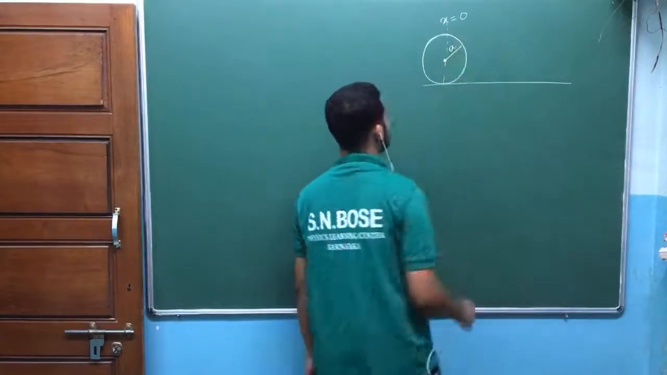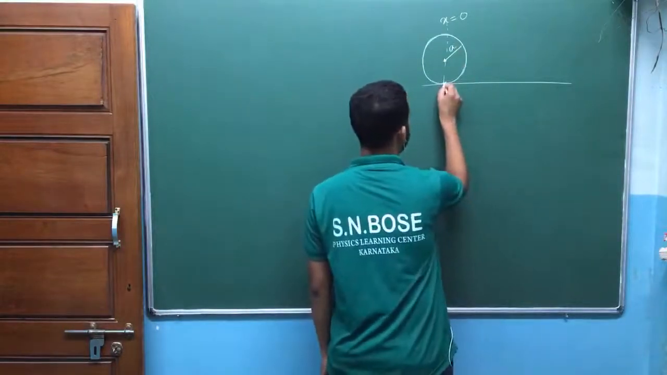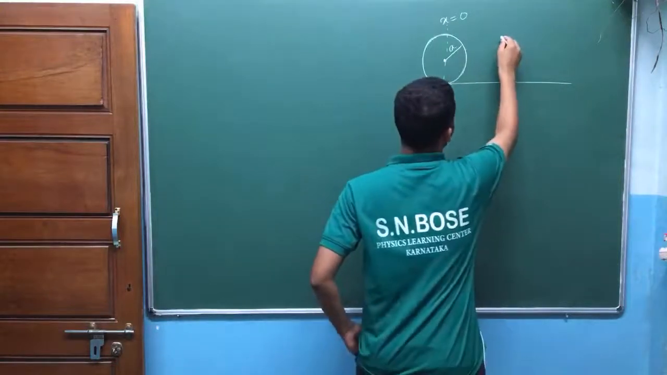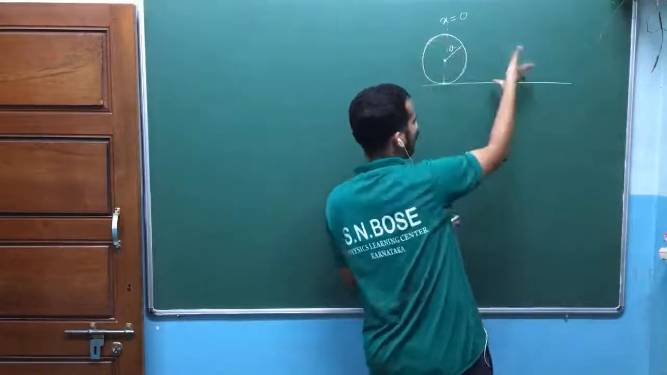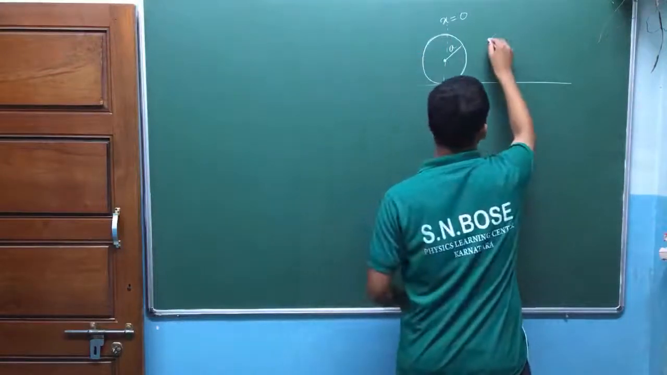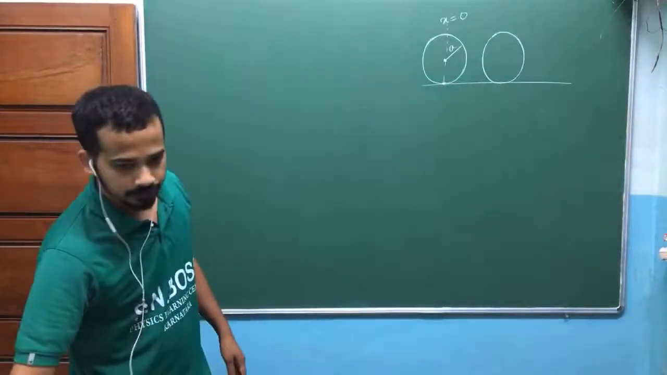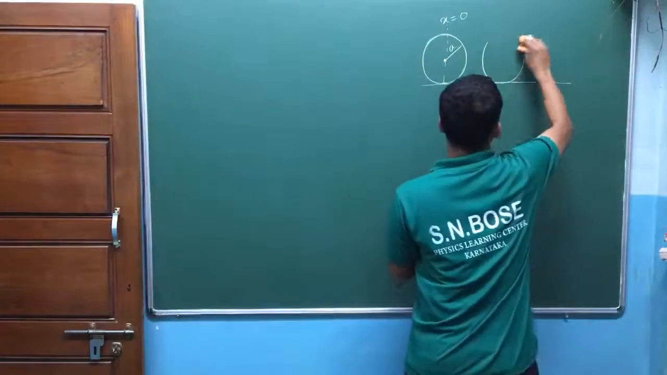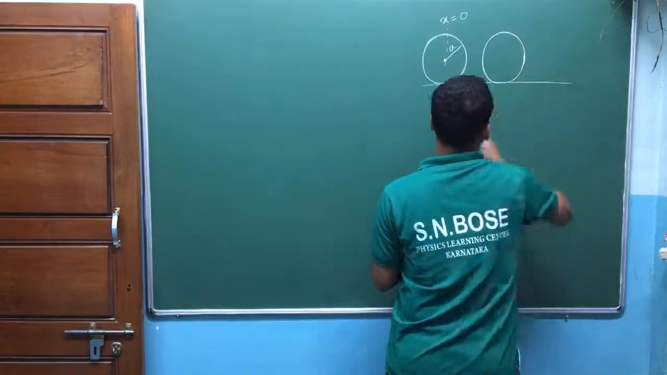Let me take radius a. Suppose again I am going to put some red paint here on this sphere. After some time, again this is purely rolling, it is rolling like this. After some time I am going to watch that one. Suppose this is the new position of the sphere. Is that okay?